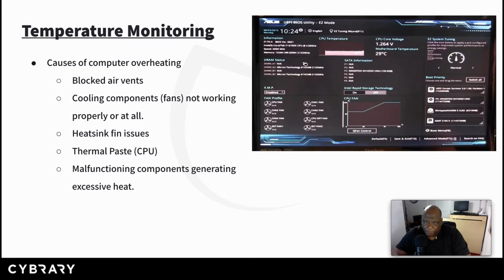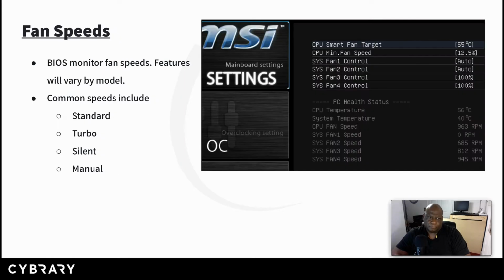Thermal paste issues. The thermal paste between the heatsink and the CPU could be thin or none at all. The thermal paste helps dissipate the heat from the CPU, so that's something that needs to be checked as well. And also malfunctioning components can generate excessive heat in their operations. So all of these factors could generate a lot of heat for the system unit. So let's talk about fan speeds.